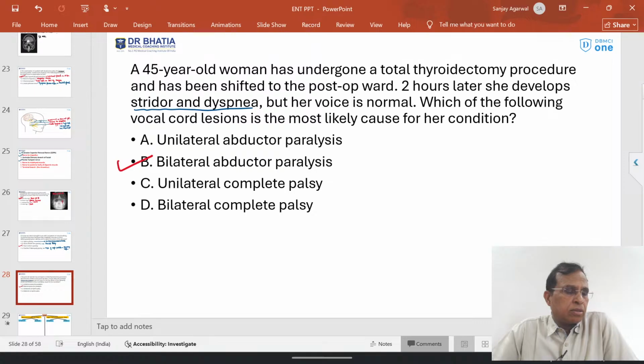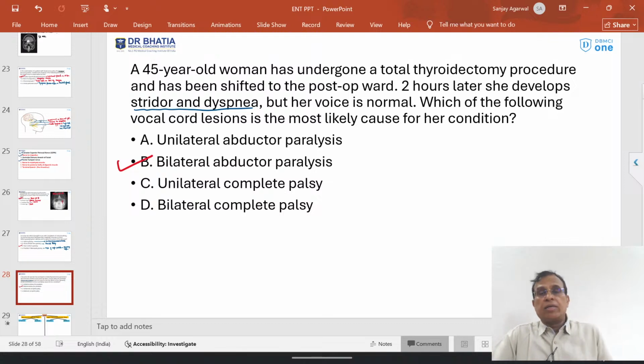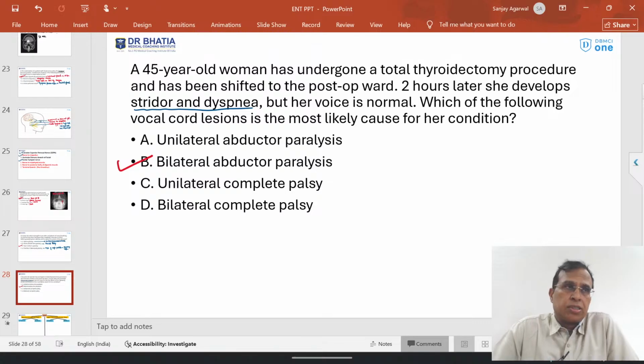Dr. Patidhar, VM Patidhar, I want to make a correction. This is not in the choices, but he's saying bilateral recurrent laryngeal nerve complete palsy. Now the word complete is a wrong answer. Wrong answer. It happens in incomplete palsy, not complete.